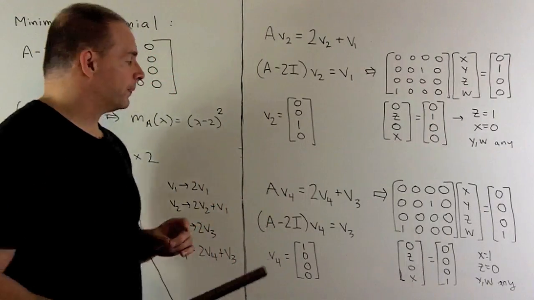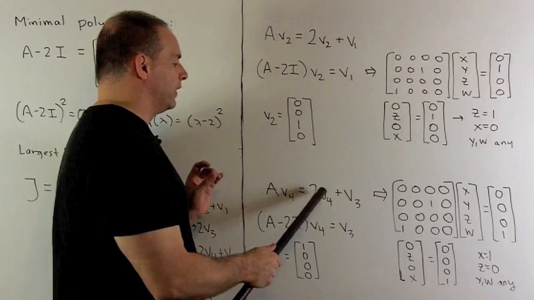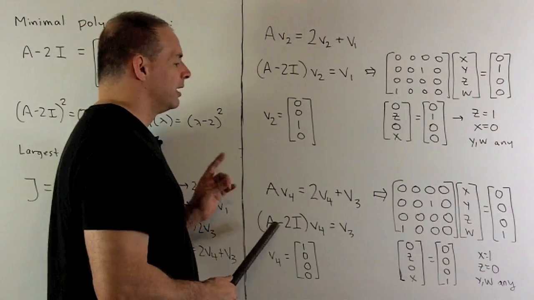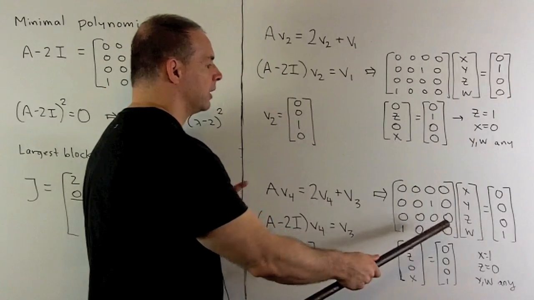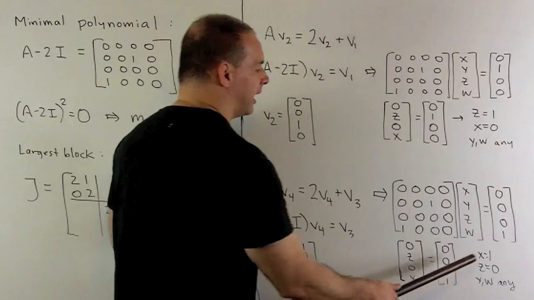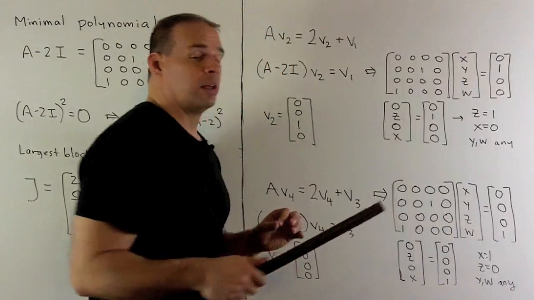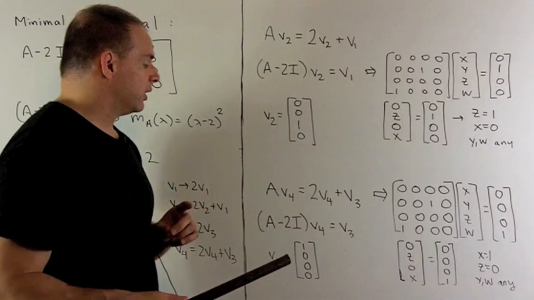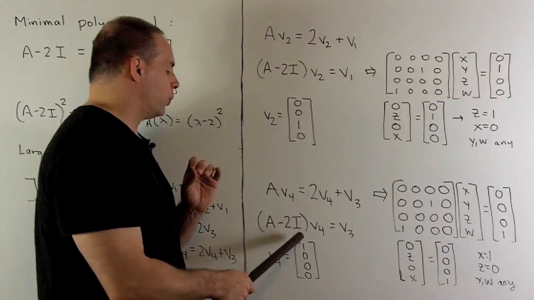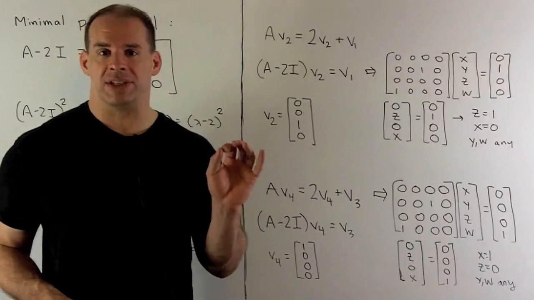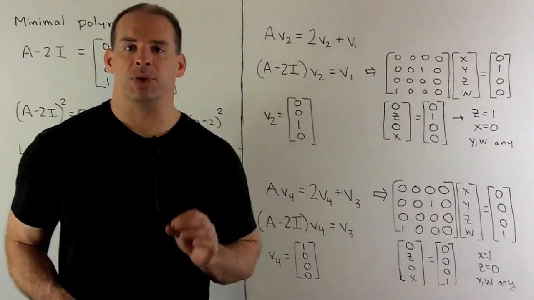Same idea. We're going to have AV4 equals 2V4 plus V3. We move the 2V4 to the other side. That's our matrix from before. We multiply, and then we get X equal to 1, Z equal to 0, Y and W can be anything. So we let them be equal to 0. So that gives me my V4 equal to (1, 0, 0, 0). So now we have 4 basis vectors. Let's see what happens when we conjugate.